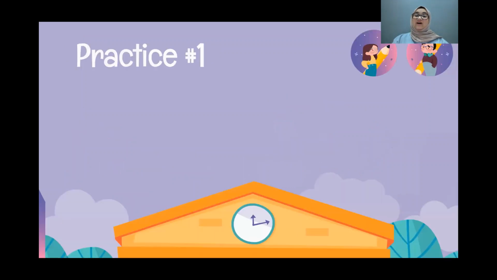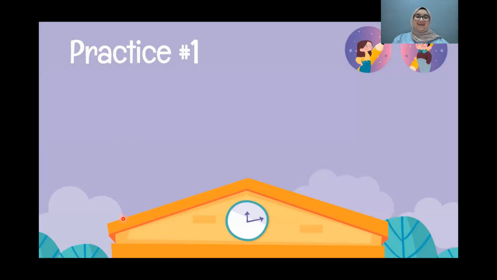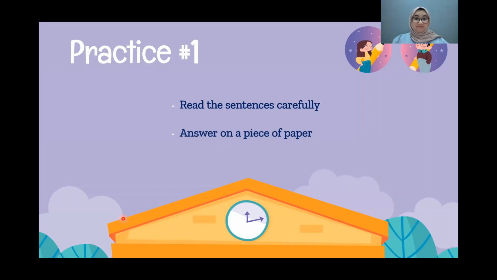We are moving on to our first practice. Okay, so practice number one. Let's see what are our instructions. First, you have to read the sentences carefully. Number two, answer on a piece of paper. As I told you, I want you to prepare a paper and a pencil. And number three, choose the correct be-verb. That is it. Very simple instructions. Are you ready? Okay, we're going to the next slide. I will be reading the sentences and then you can pause the video to answer.